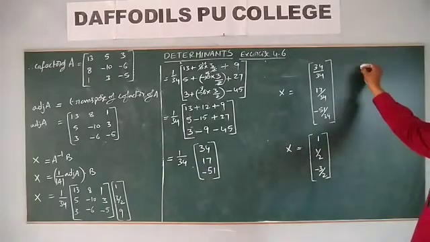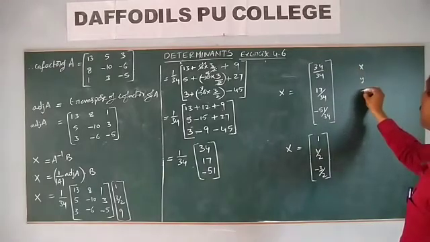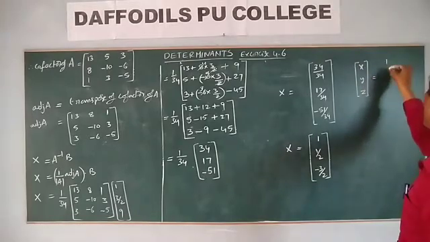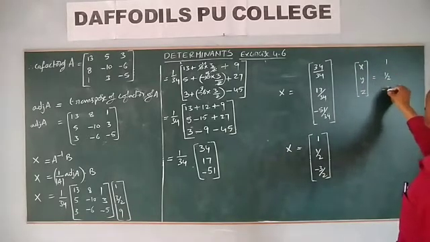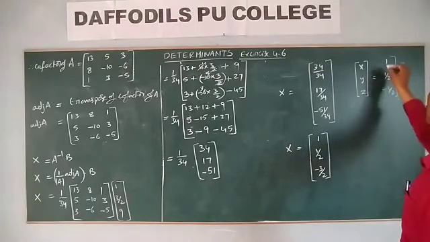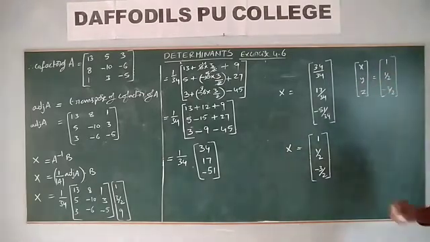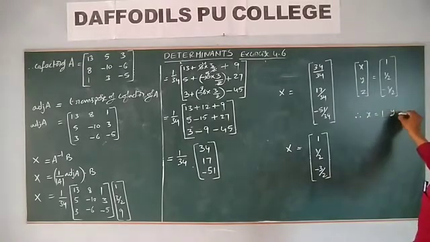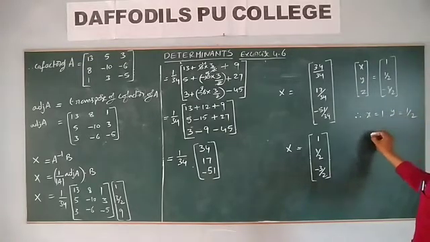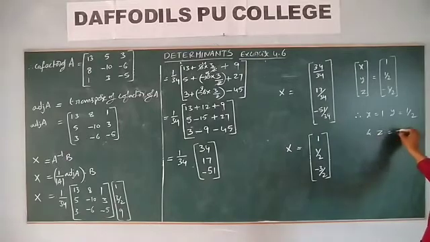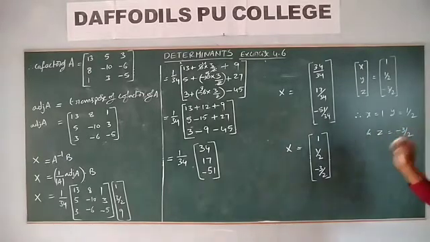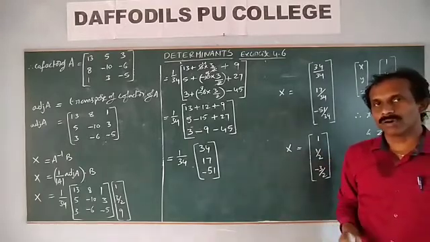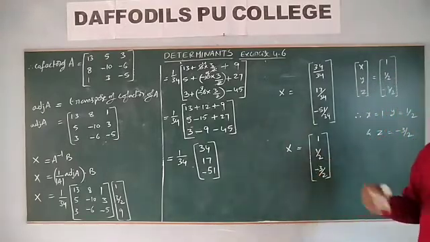What is X? X means x, y, z. Therefore, x, y, z is equal to 1, 1 by 2, minus 3 by 2. Therefore, equate the corresponding values: x is equal to 1, y is equal to 1 by 2, and z is equal to minus 3 by 2. These are the solutions of the given system of linear equations.